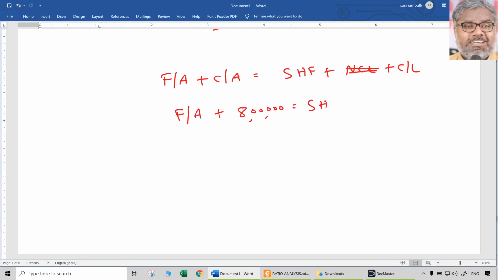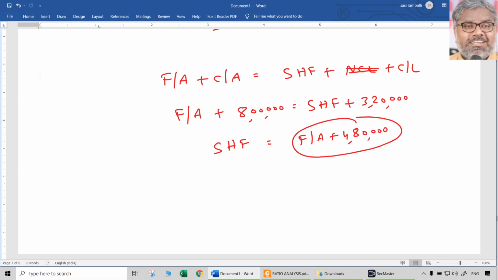That is equal to shareholders funds total, how much we don't know, but current liabilities, how much we know, that is 3,20,000. So one way we can even say the shareholders funds on one side is equal to fixed assets plus working capital, that is capital employed. Fixed assets plus 4,80,000 has to be the shareholders funds. That is the total of it. Okay.